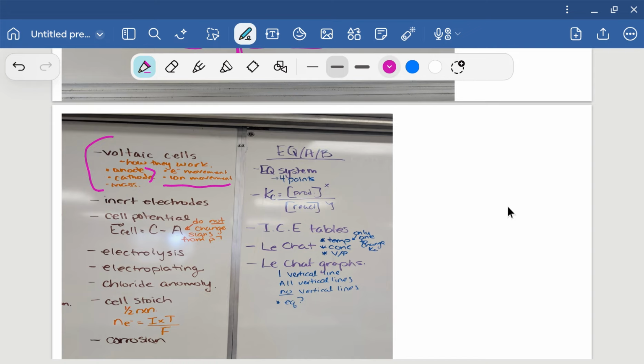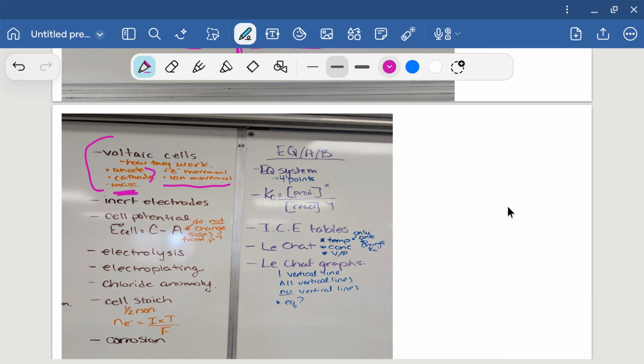You want to know your ion movements. Ions come from the salt bridge. Your positive cations go to the cathode. Your negative anions go to the anode. You also want to know what's increasing and decreasing in mass. So anodes get used up, they decrease. Cathodes get deposited on, so they increase.